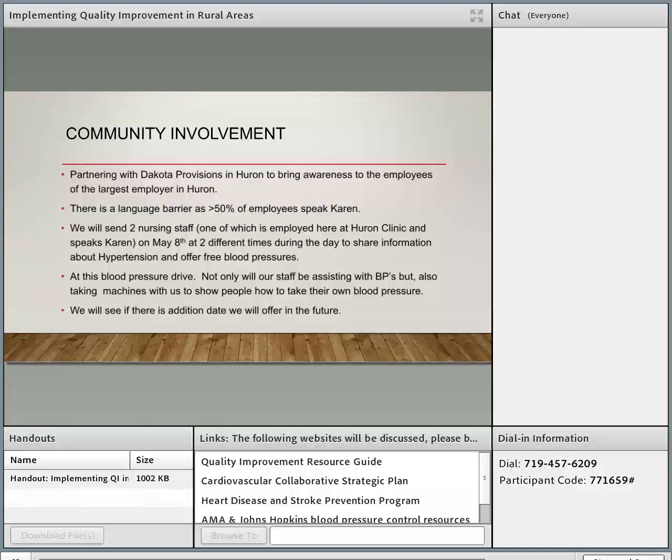We're going to try it for one day first to share the information about hypertension and to offer free blood pressures. A lot of these people have never had a blood pressure taken ever. So it's going to be an experience, but we're up for it. We want to challenge ourselves to see if we do find some new hypertensive patients, that we can get them under control.